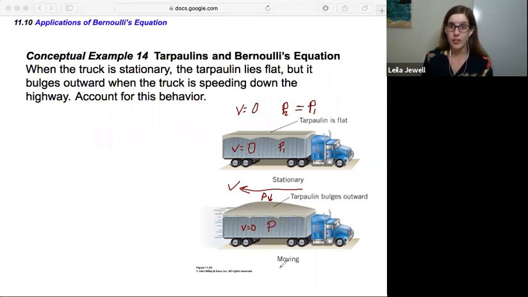If we have a larger pressure down below, guess what? The tarp is going to go to the area of lower pressure. It's going to bulge upward and move towards the fast moving air. So there we have our explanation. So next time you see a truck going down the highway with a tarp over the top, you can know that's just physics. A couple more examples of this because it's just really cool.